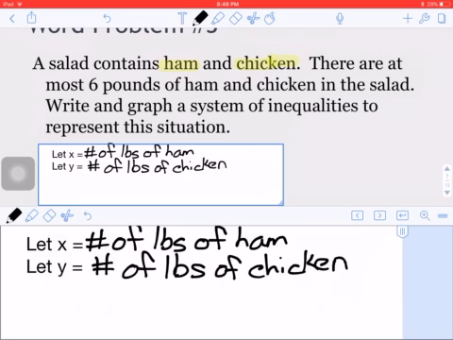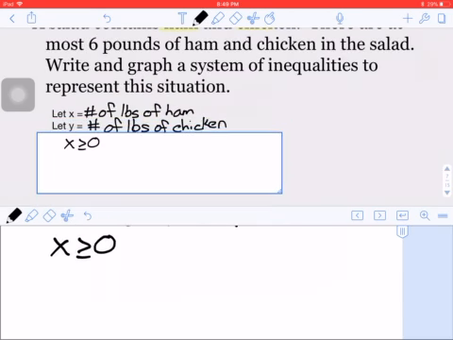All right, so we have x and y identified, and now let's figure out our two topics. So in this problem, we are talking about there are at most 6 pounds of ham and chicken, so that is the total number of pounds, so that would be one of our first inequalities. And of course, we can't have negative pounds of ham and chicken, so let's go ahead and say x has to be greater than or equal to 0, and y has to be greater than or equal to 0.